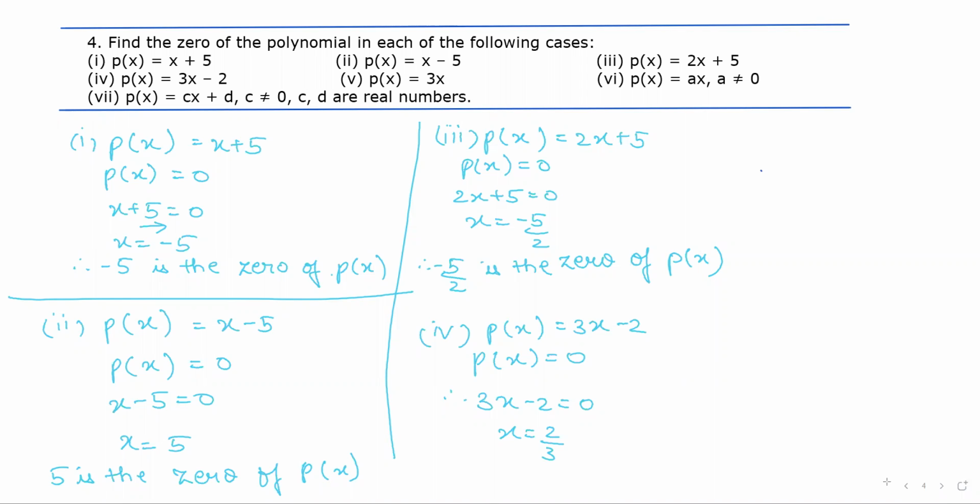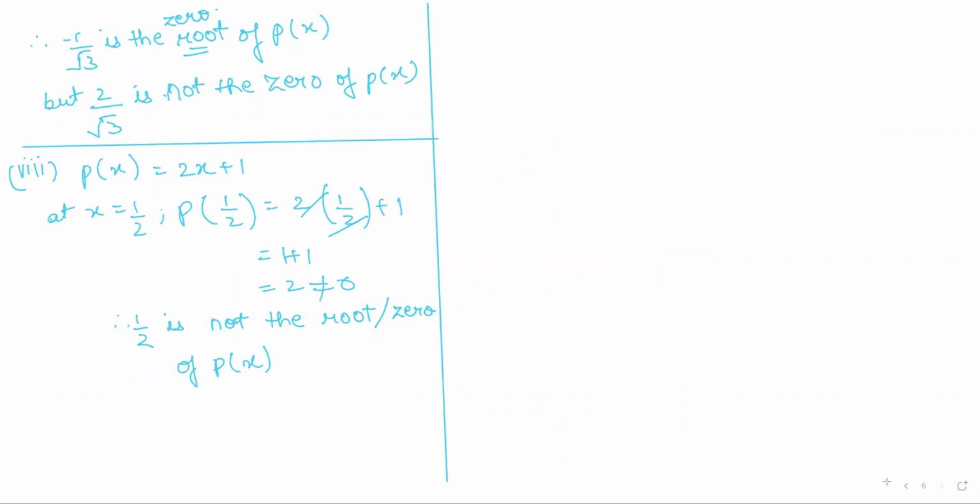Next, fifth value is P of x is equals to 3x. Equating P of x with 0, you get 3x is equals to 0, which means that x is equals to 0. Therefore, 0 is the 0 of P of x.